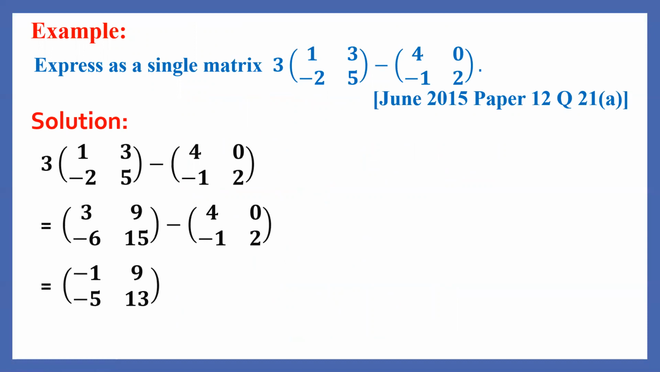Next example, express as a single matrix, 3 into 1, 3, minus 2, 5, minus the matrix 4, 0, minus 1, 2. First, I need to multiply all the elements in this matrix by 3 to get 3, 9, minus 6, 15, then minus the matrix 4, 0, negative 1, 2. So I will obtain as final answer negative 1, 9, negative 5, and 13.